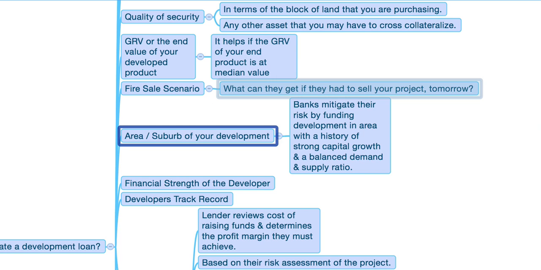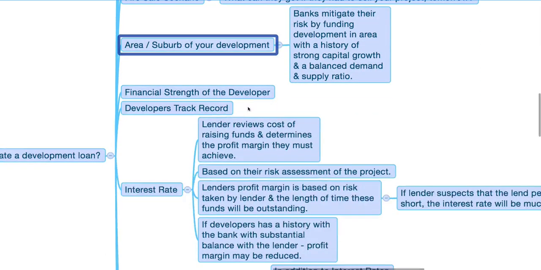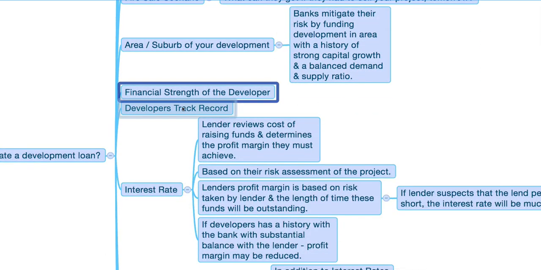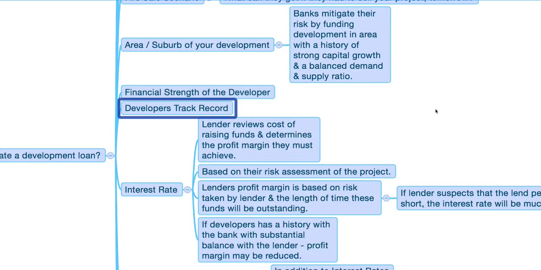Area suburb of your development. Banks mitigate the risk by funding development in areas with a history of strong capital growth and a balanced demand and supply ratio. Financial strength of the developer. Obviously, they will want to see your track record and your financials.